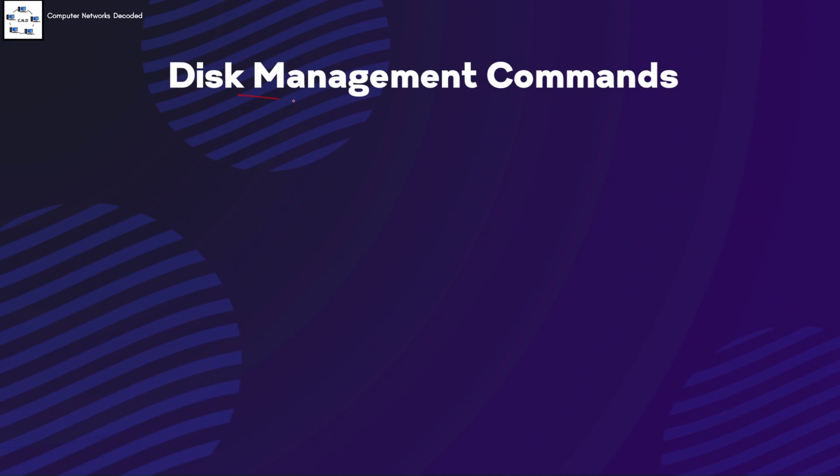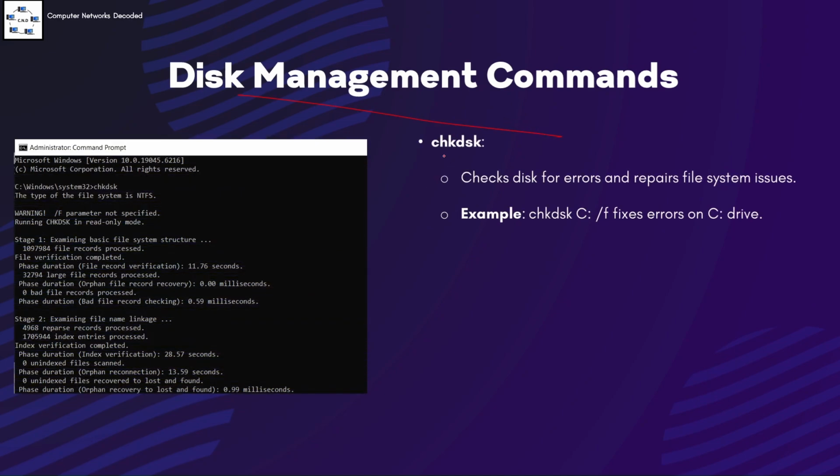Now, some disk management commands. The first one is chkdsk. This is used to check the disk for errors and repair file system issues. For example, chkdsk C: /f fixes errors on the C drive. So the /f flag is to fix errors.